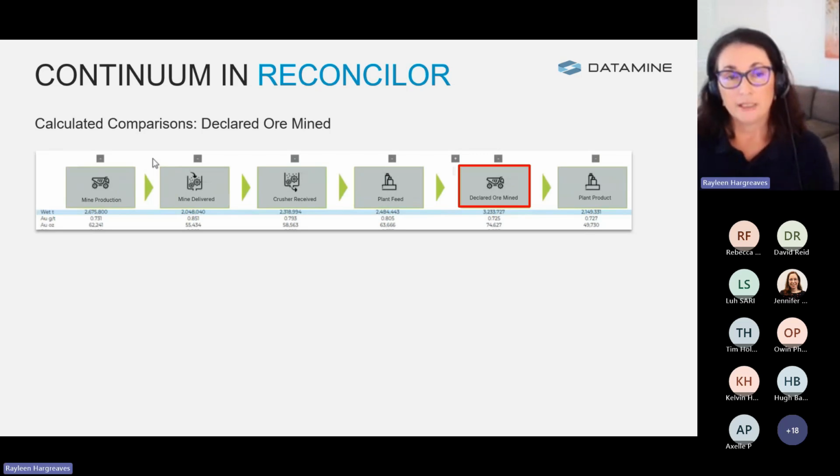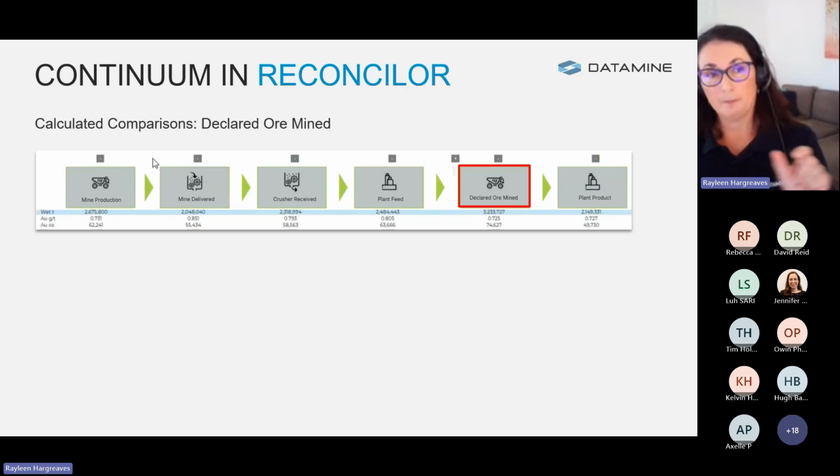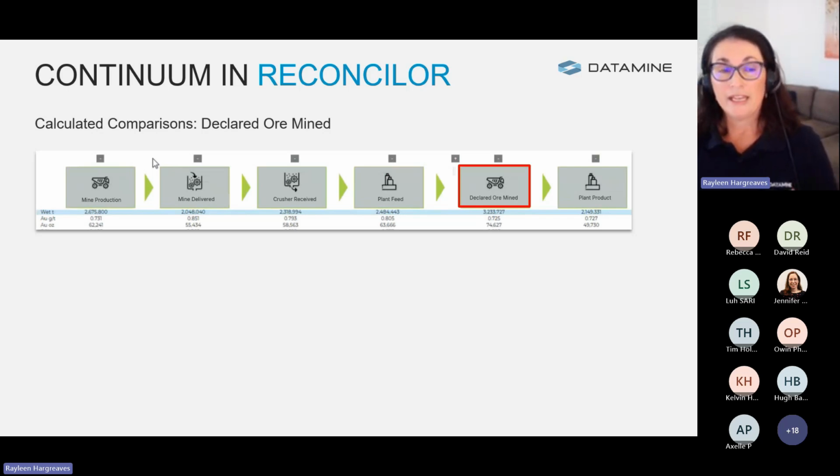Some mines are using a new metric called declared ore mined, or the DOM. In this example here, it's been placed after the plant feed, and it's actually representing the changes in the coarse ore stockpile as well. It doesn't have to sit there. This is what this particular mine wanted. They wanted it to actually represent the declared ore mined to the plant. I've also seen declared ore mined sitting just before the crusher, so it's actually what the mine has said it's moved to the crusher.